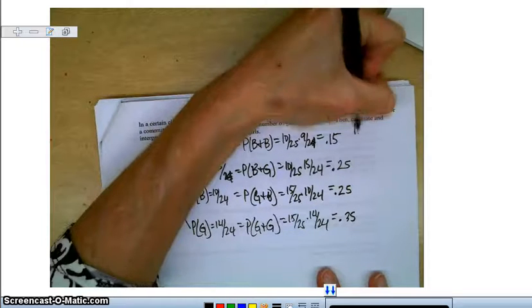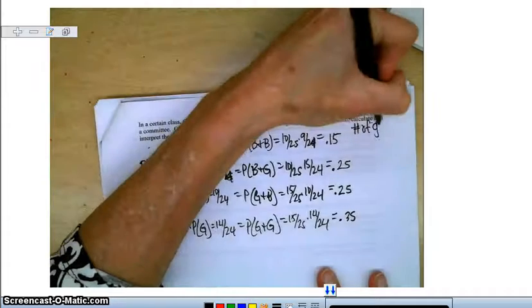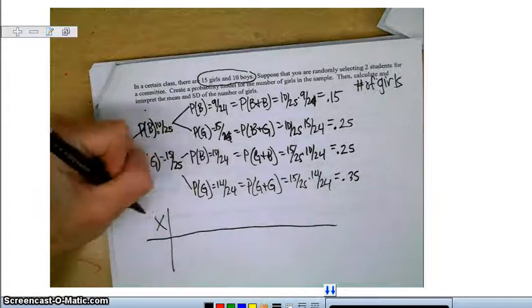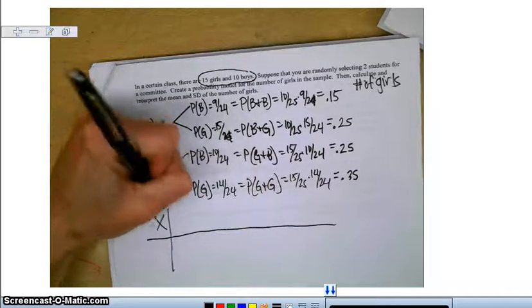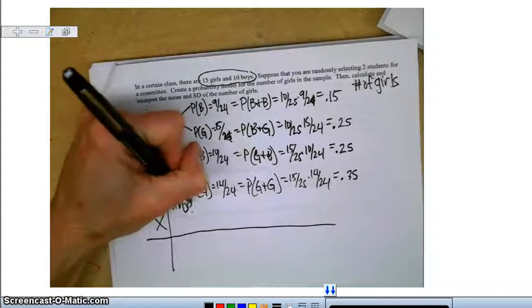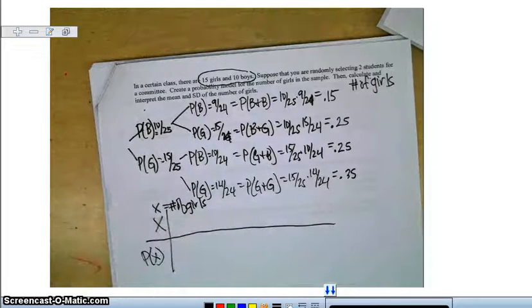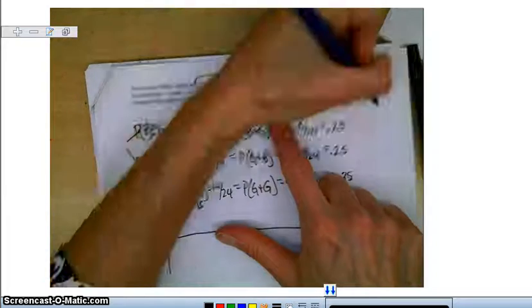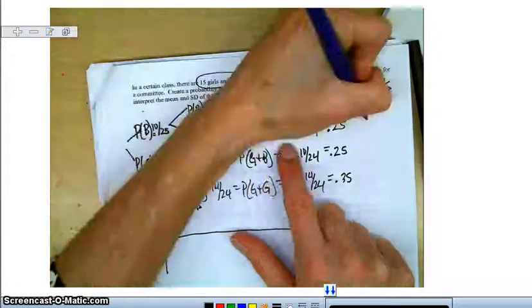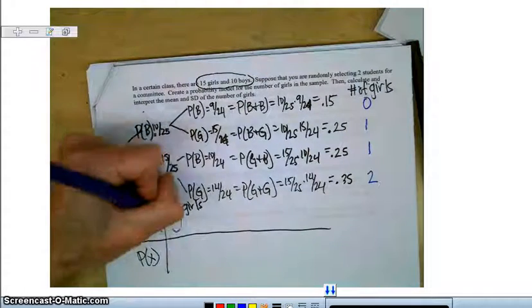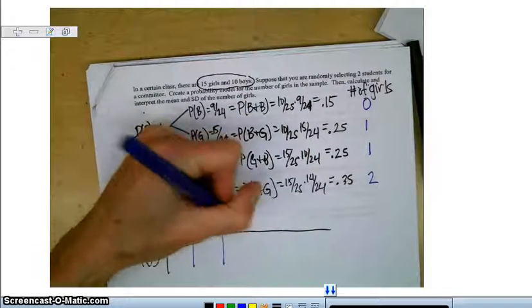All right, so now we need to look at, in each of these scenarios, how many girls. So basically the number of girls is what I'm looking for in these scenarios. Because now below here I'm going to make a probability distribution where I have my X, the number of girls that I have on my committee, and the probability of each of those. So the X values in this one, I've got 2 boys, so I have 0 girls. In this one I have 1 girl, 2 girls.